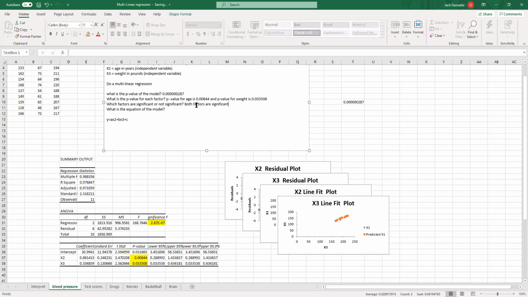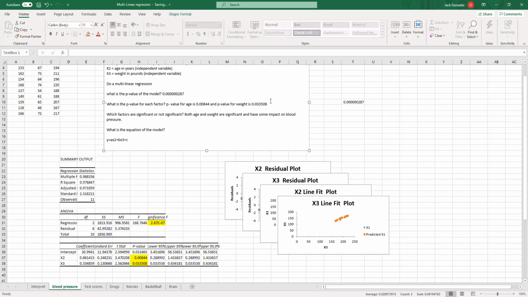I can say both age and weight are significant and have some impact on blood pressure. Even though I know nothing about blood pressure or any of that stuff, given data, we can still do analysis to determine different things.